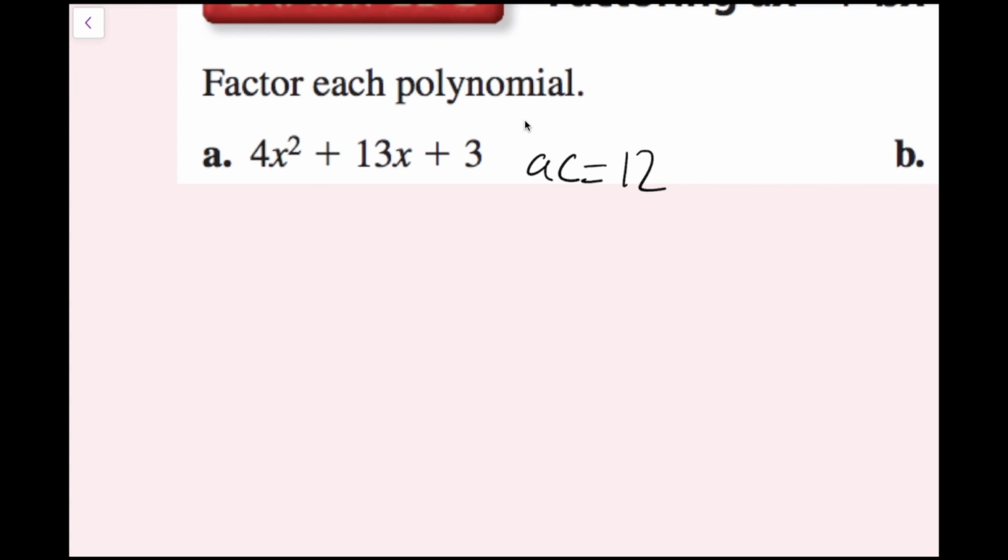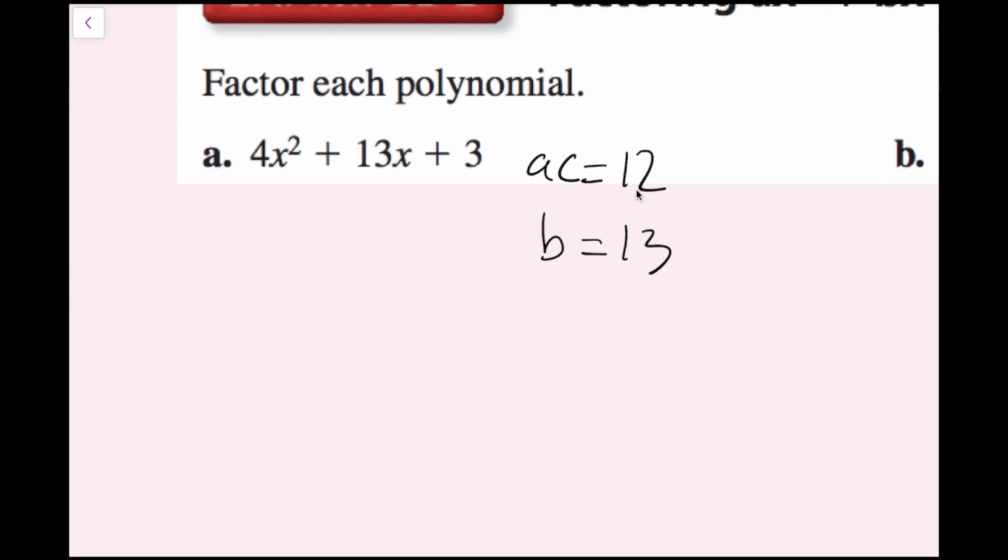And the b value is also very important because what we're going to end up doing is we're going to split this 13x up into two things that we can end up factoring by grouping here. So I want to write down my b value as well, 13. And what's going to work out, kind of like what we did when our a value was 1 or there was no coefficient on our x squared term, we want to find two numbers that multiply to 12, this ac here, and then add to 13.